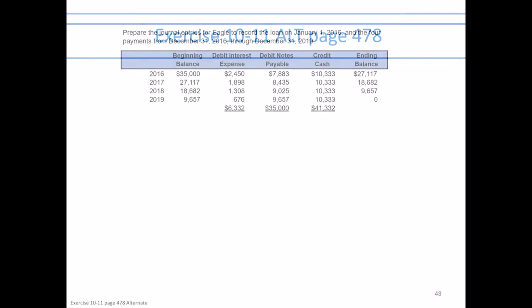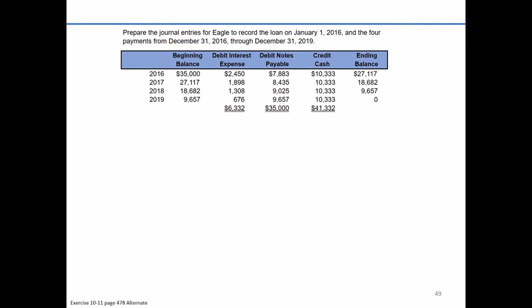In the alternate version of exercise 10-11, we're picking back up on our installment note with Eagle. We already did the calculations before to figure out, of our $35,000 borrowed on the note, the amount of the equal payments each year at the end of 4 years. That was $10,333. We also determined in 10-10 what amount of that is interest expense each year and what amount is a payment or a debit to notes payable. So we've already done the bulk of our calculations.